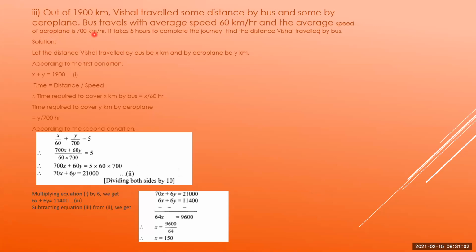And what happened? The average speed of the bus is given to us, that is equal to 60 kilometers per hour, and the average speed of the aeroplane is also given. The bus travels at 60 kilometers per hour, whereas the aeroplane travels at 700 kilometers per hour. It takes 5 hours to complete the journey. So find the distance we shall travel by bus. The total journey has been completed in only 5 hours. We have to find the total distance Vishal traveled by bus.